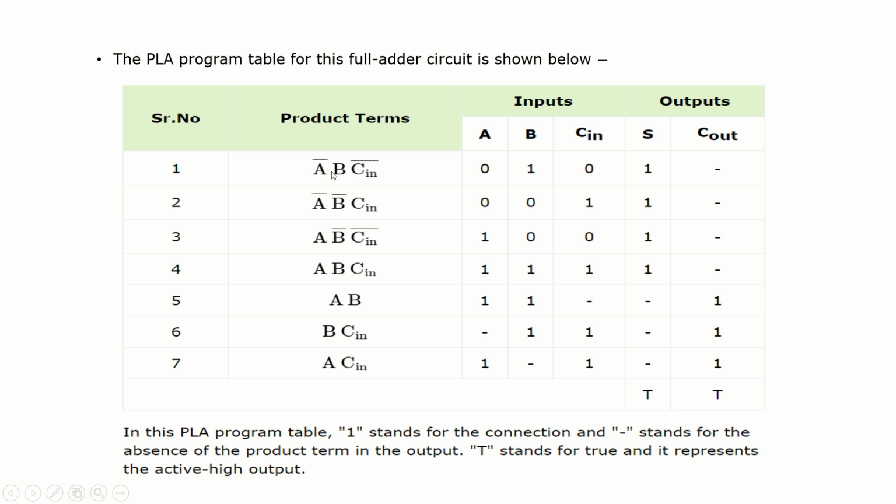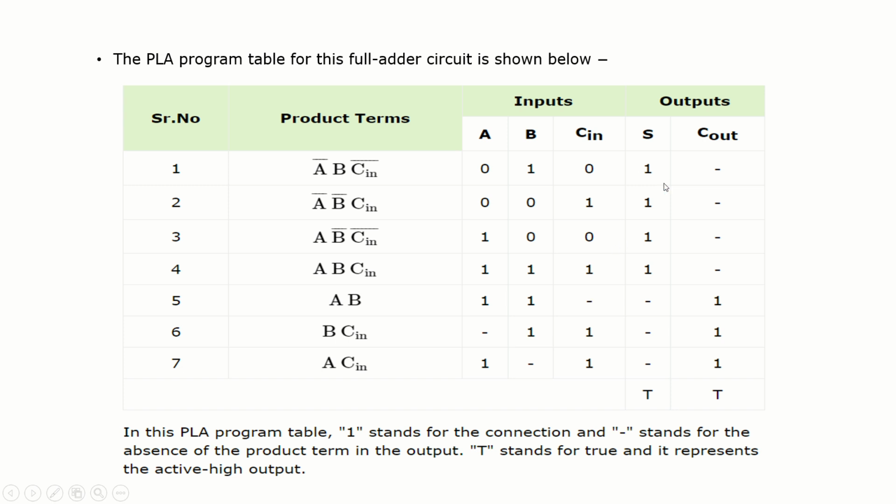Now B is not complemented, so here write down 1. This is C in bar, so 0. Next, A bar B bar C in. A bar and B bar, so 0 0. C in, 1. Next, A B bar C in bar. So this is 1 0 0. Similarly, you have to fill in the remaining ones also.